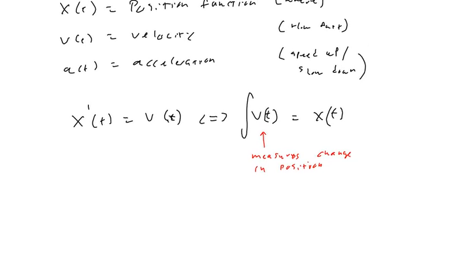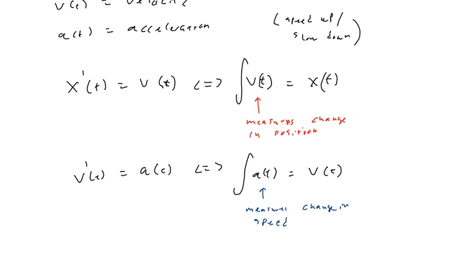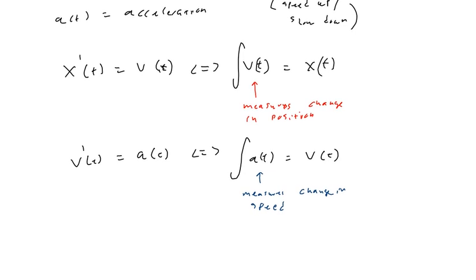And the same happens with acceleration and velocity. If you take the velocity function and do the derivative of velocity, you get the acceleration equation. And similarly, you integrate the acceleration equation, you get the velocity function. And again, this integral of acceleration measures the change in speed or velocity. If you integrate the acceleration equation, it tells you how much the speed has changed.